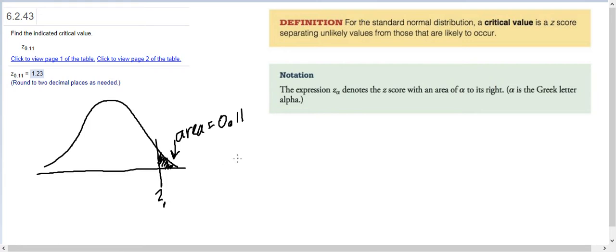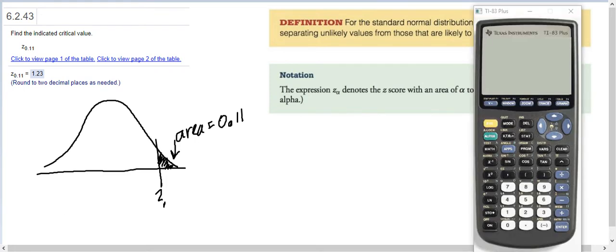So there's several ways to go about this. The graphing calculator is maybe the fastest way if you have that. Let me show you that. With the graphing calculator, we do second distribution, and then we go down to inverse norm. That's the option we're going to choose, and that basically does the inverse of the normal distribution, and we just type in 0.11. Now it's going to give us a negative number, because this calculator only does area to the left, starting from the left.